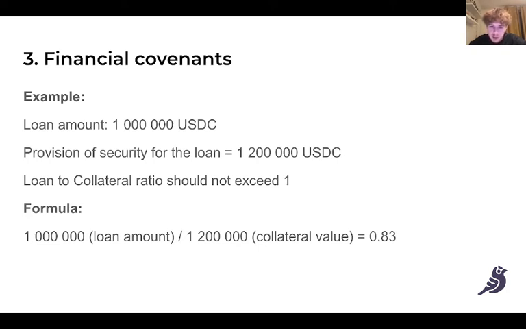In this case, the conditions of the covenant are met because the final coefficient turned out to be less than 1, which means that everything is fine. But if, for example, during the term of the agreement, the amount of collateral decreased and became less than a million, then this ratio will increase and exceed 1, which will mean that the covenant is not fulfilled, and the lender will have the right to apply certain penalties to the borrower, responsibility according to the contract.